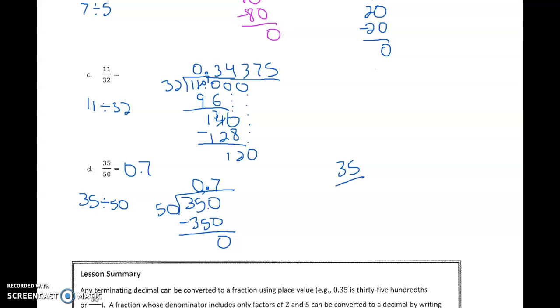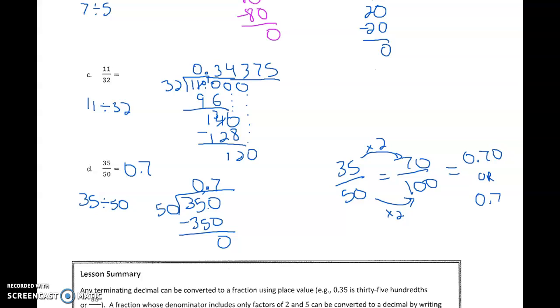But when I looked at 35 over 50, all I could think of was, hey, we can write 50 out of 100 by multiplying by 2. So if I take 35 and multiply it by 2, I get 70 hundredths, or just 7 tenths, because we don't need that 0.